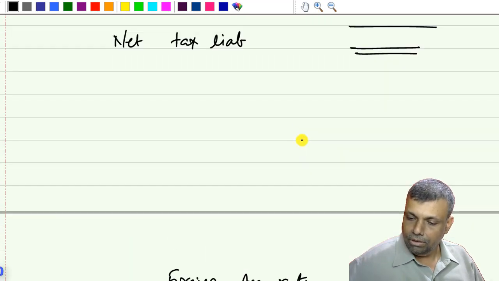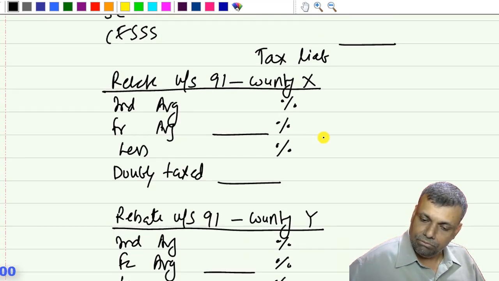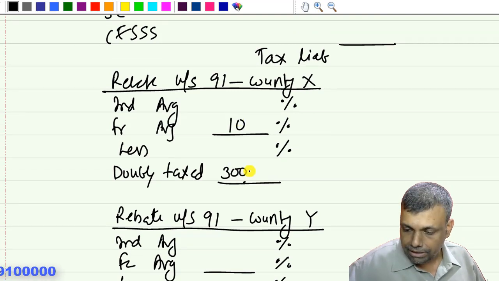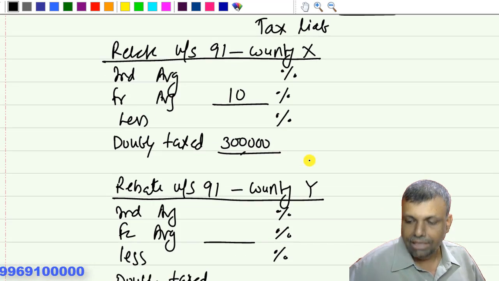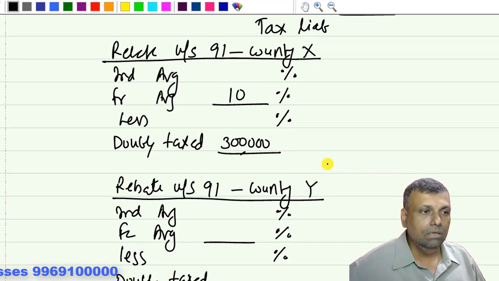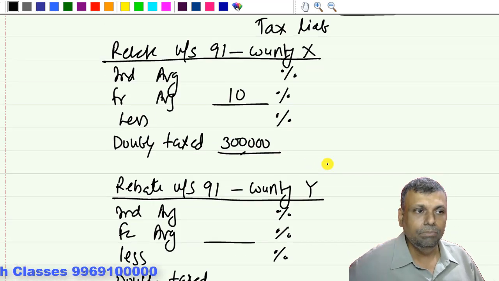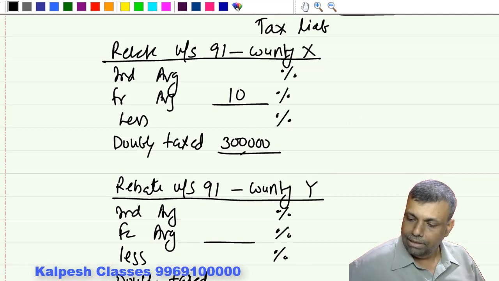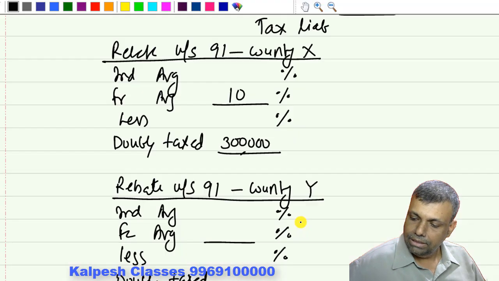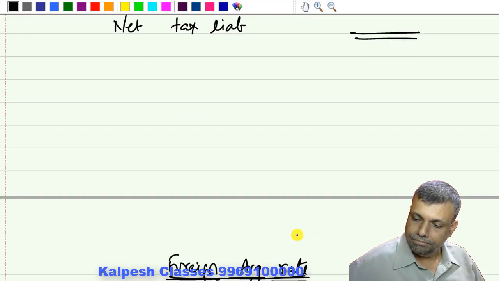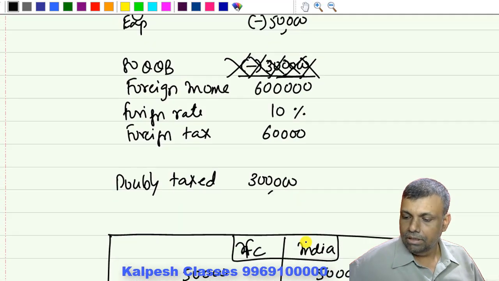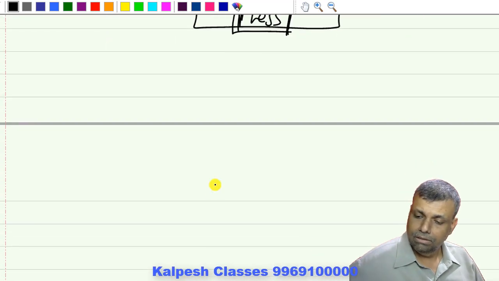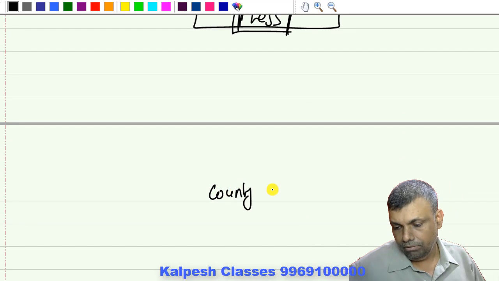Okay, so what you can do is, because this was working for country X, you can update this. See, foreign rate is 10% and doubly taxed income is 3 lakhs of rupees. This is how you can keep on updating that particular table. Okay, now let's do it for country Y. Exactly similar situation. So country X we have understood, and that alternative view also I will tell you, don't worry. Okay, so country Y, same format we will follow.